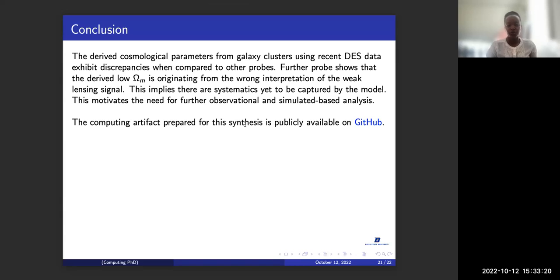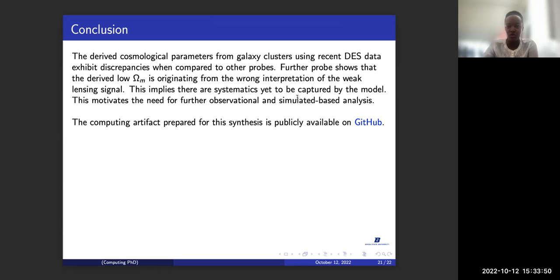So in conclusion, the cosmological parameters derived from galaxy clusters using the DES data exhibit discrepancies when compared to other probes. Further probing shows that the derived low omega m originates from a wrong interpretation of the weak lensing signal. This implies there are some systematics yet to be captured by the model, and this motivates the need for further observational and simulated analysis.